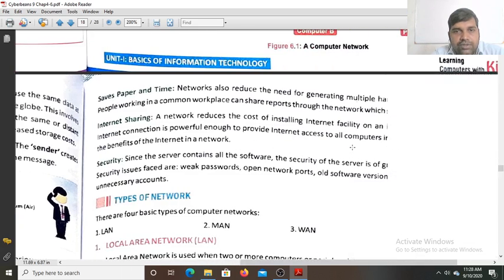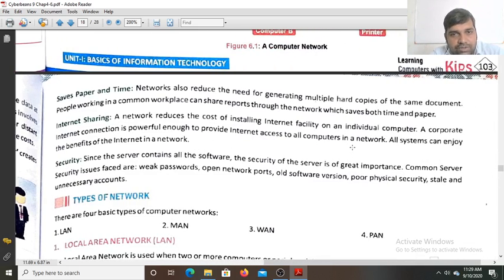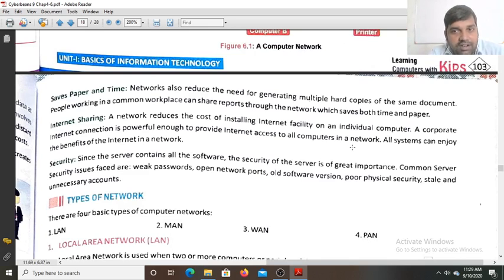Next, it also saves paper and time. Yes, a network also reduces the need for generating multiple hard copies of the same document. People working in a common workplace can share reports over the network, which saves more time and paper. Nowadays, we don't need to send the hard copy to multiple persons. We only send the soft copy, the same file, to different persons at their respective computers with the help of the network. So we save lots of paper and time also.